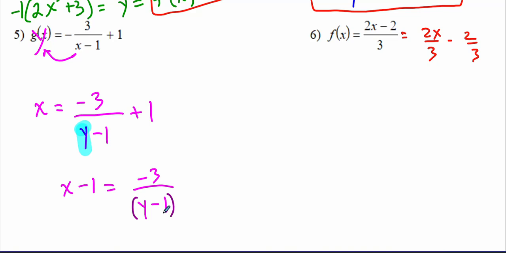So what I'm going to do is multiply both left and right side by y minus 1, and at the same time, divide both sides by x minus 1. You could pause and replay what I just said. So I'm going to multiply both sides by y minus 1.